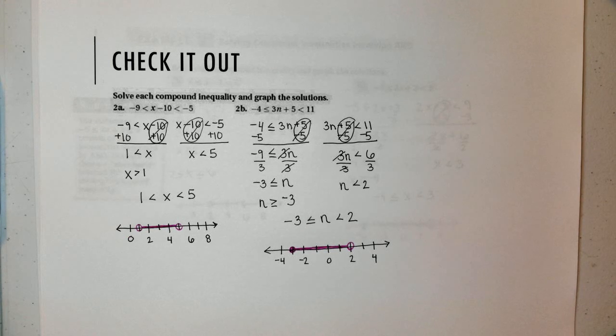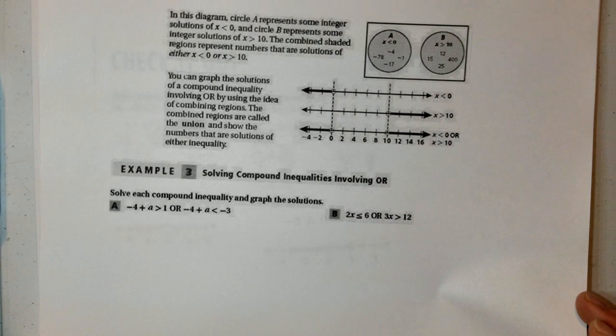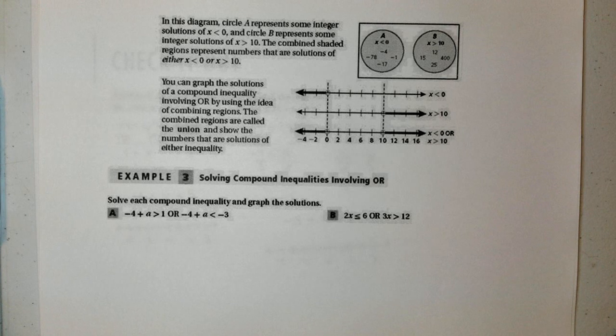Example 3, we're going to look at a different situation. Here, circle A represents some integer solutions of x is less than 0, and circle B represents some integer solutions of x is greater than 10. The combined shaded regions represents numbers that are either x is less than 0 or x is greater than 10. So here you can graph the solutions of a compound inequality involving OR by combining the regions.